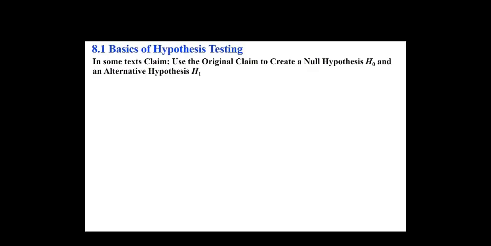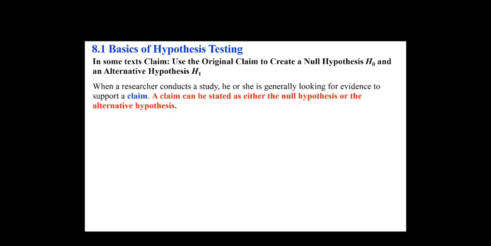In some texts, they use the original claim to create a null hypothesis H0 and an alternative hypothesis H1. It really depends on the text that you're using. But as I mentioned, there is no limitation. Whatever the claim might be, it might be H0 or H1 according to the question that we come across. So we don't want to get bogged down by that. When a researcher conducts a study, he or she is generally looking for evidence to support a claim. A claim can be stated as either the null hypothesis or the alternative hypothesis. And that's really the idea here.